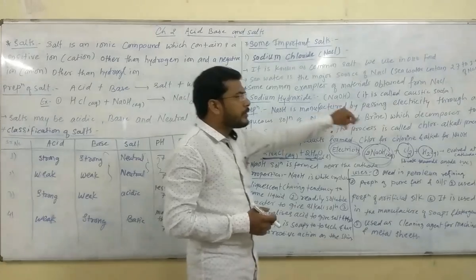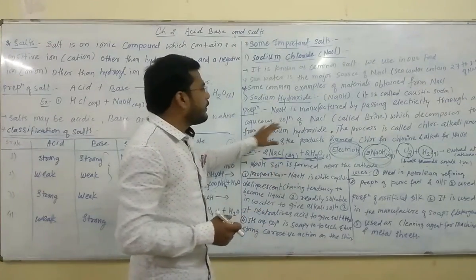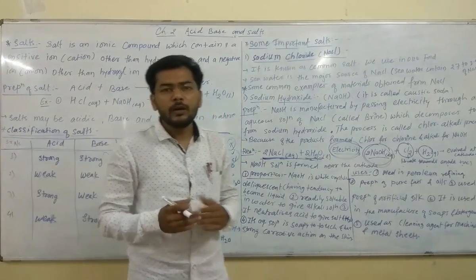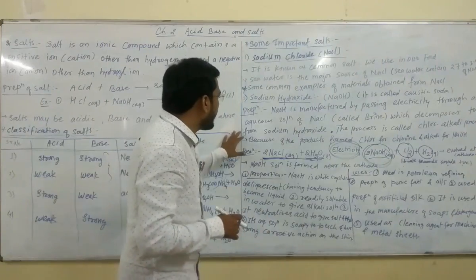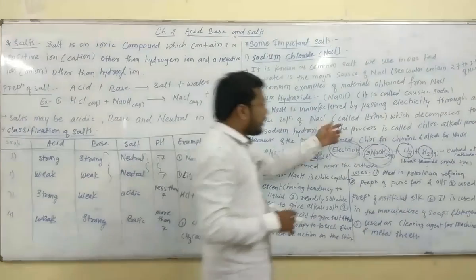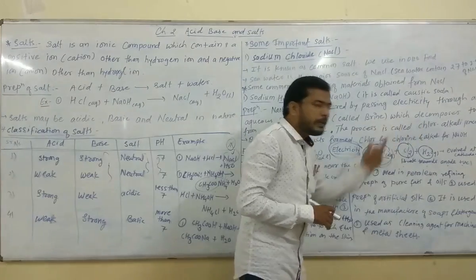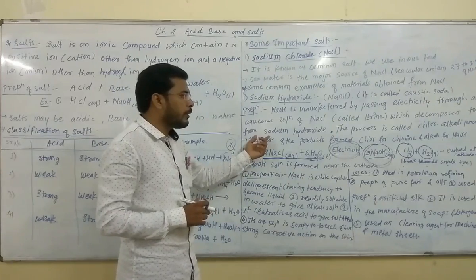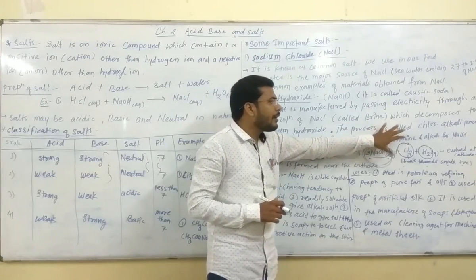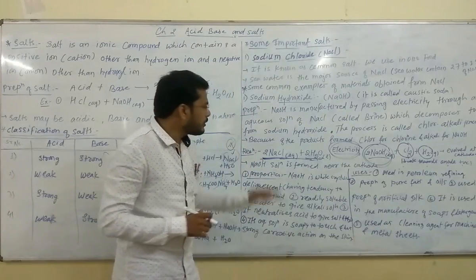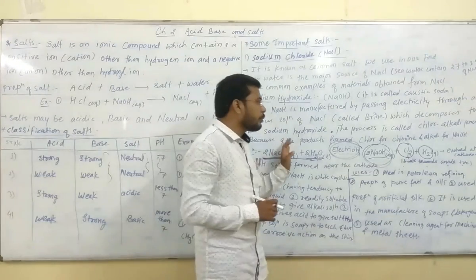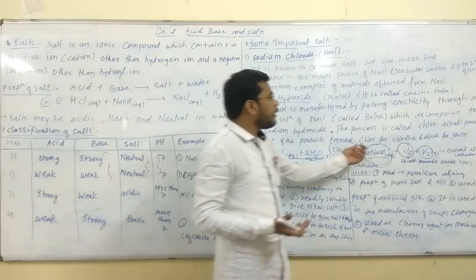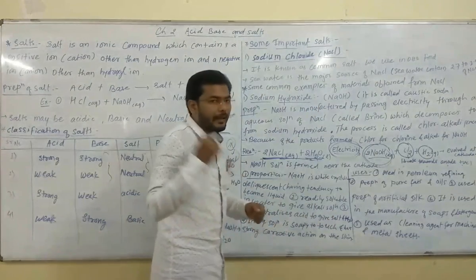NaOH is manufactured by passing electricity through an aqueous solution of NaCl. What happens when we pass electricity through the aqueous solution of NaCl? That solution is called brine, which decomposes to form sodium hydroxide. This process is called the Chlor-Alkali process. Why is it called so? The reason is that in this reaction, the products include chlorine, so chlor for chlorine and alkali for NaOH.